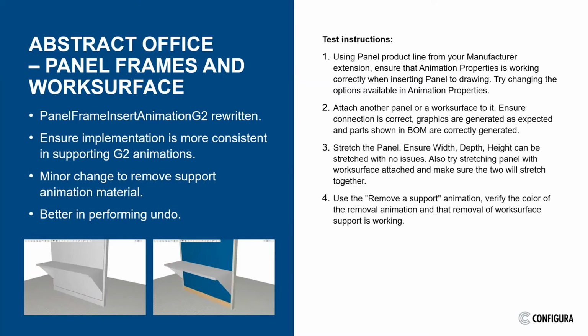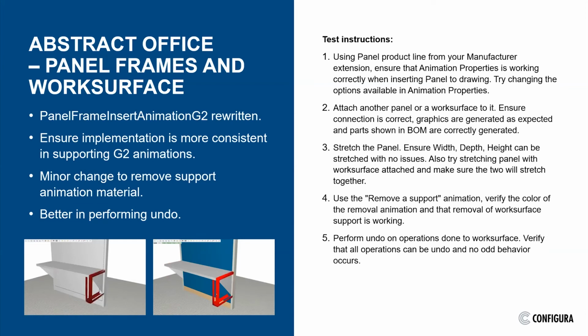Then try using the remove support animation. Verify that the color of the removal animation is correct and that the removal of the work surface support is working. Lastly, you can try performing some undo processes along the way on the work surface while you are connecting it to the panels, and verify that these operations can be undone and no odd behaviors occur along the way.